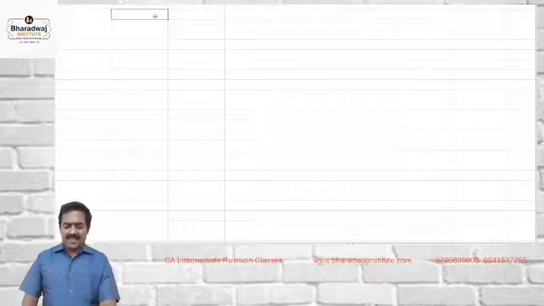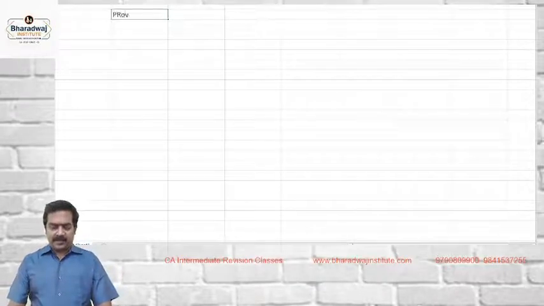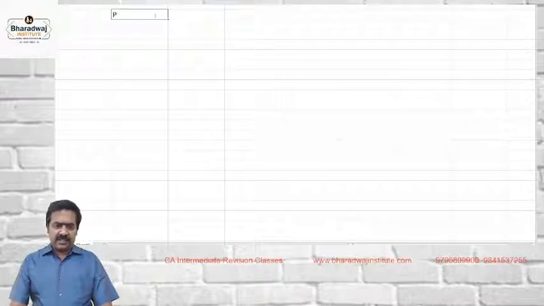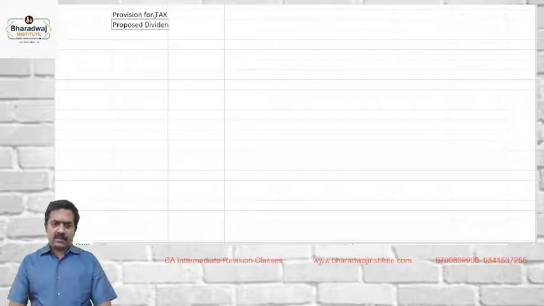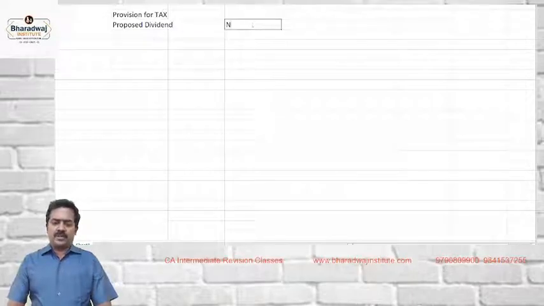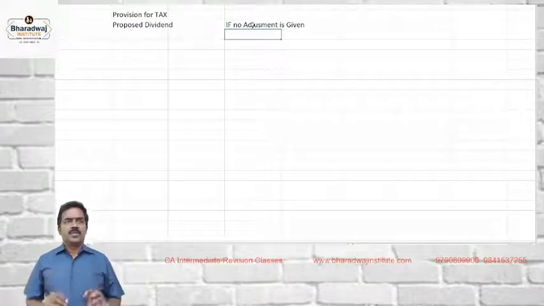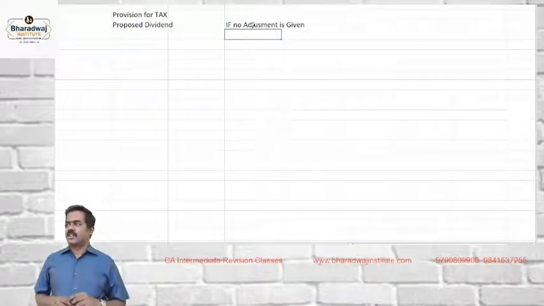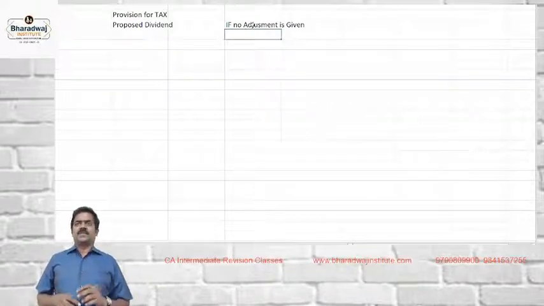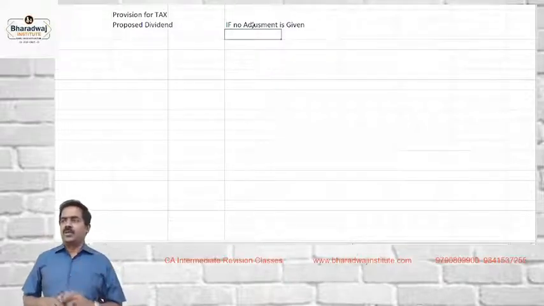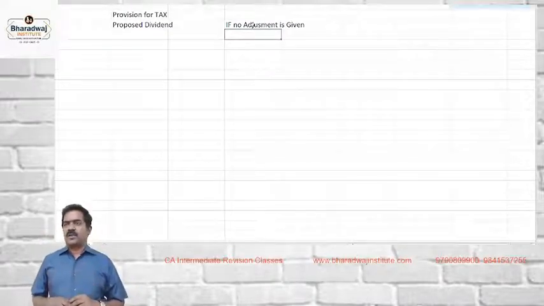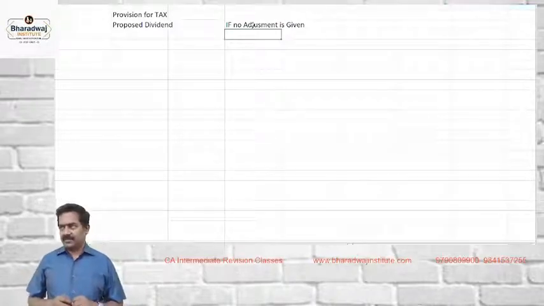Okay. Now coming back to the next adjustment, provision for tax. Already we learned. Next one is proposed dividend. Let's assume no adjustment is given. The problem just gives you the opening and closing balance of which one? Provision for tax and proposed dividend. No further adjustment is given. What will you do? They just specified the opening balance and closing balance of provision for tax, and proposed dividend is also given like that. Further adjustments are not given.